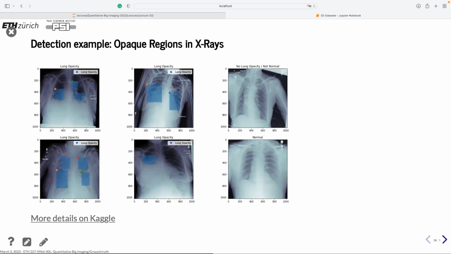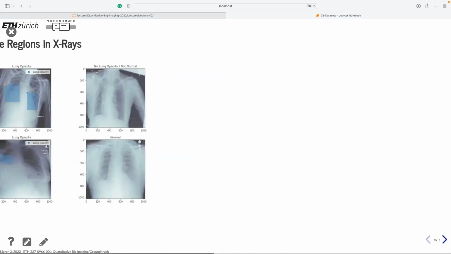Here you have a detection example from medicine again. So you have the lungs, and we are looking here at opaque regions in the lungs to detect some disease. And this is also a thing that you can see on Kaggle. So if you want to play with this data set, you can actually follow the link to Kaggle here.